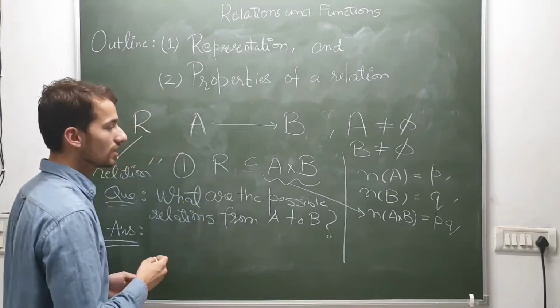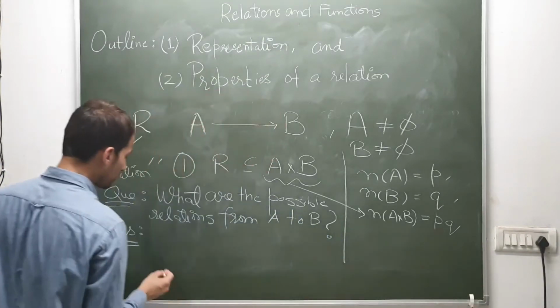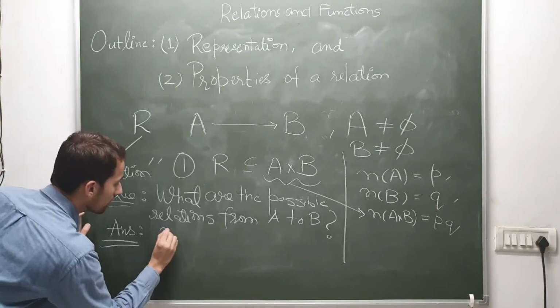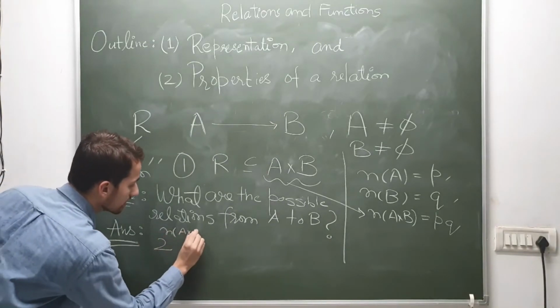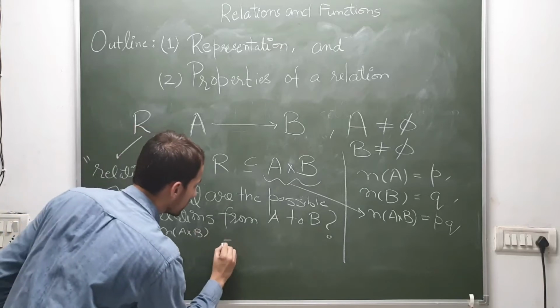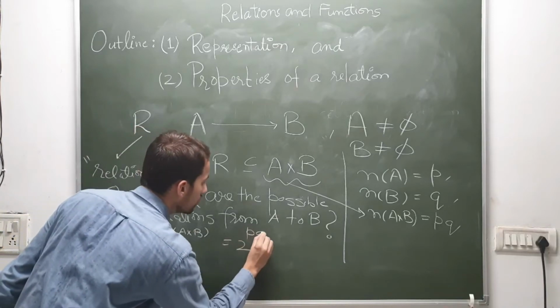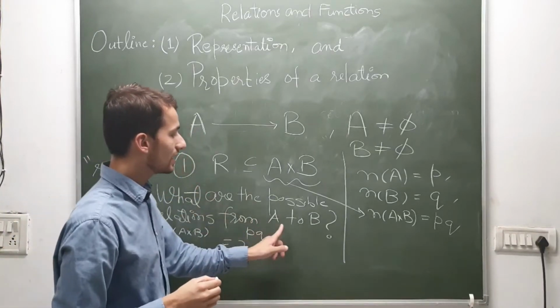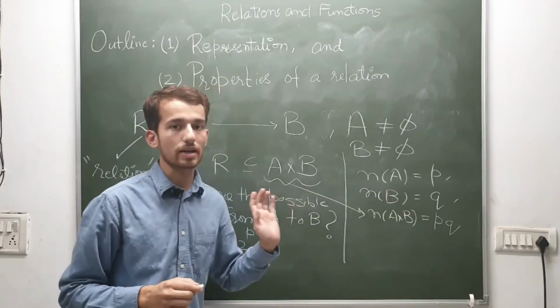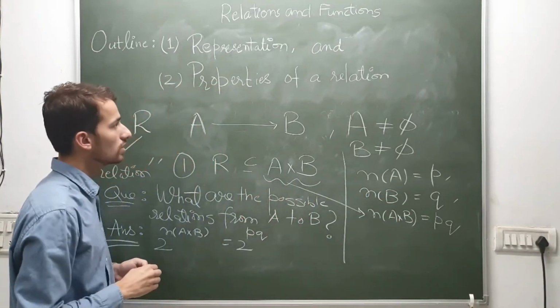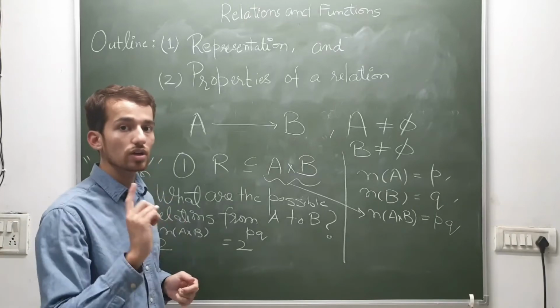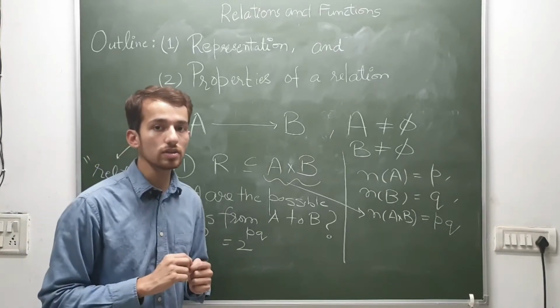The answer is simple: 2 raised to the power of the number of elements in this Cartesian product, which is 2 raised to the power PQ, where A and B have P and Q elements respectively. Fine. So let's move ahead. So this was one of the main important properties of the relation.